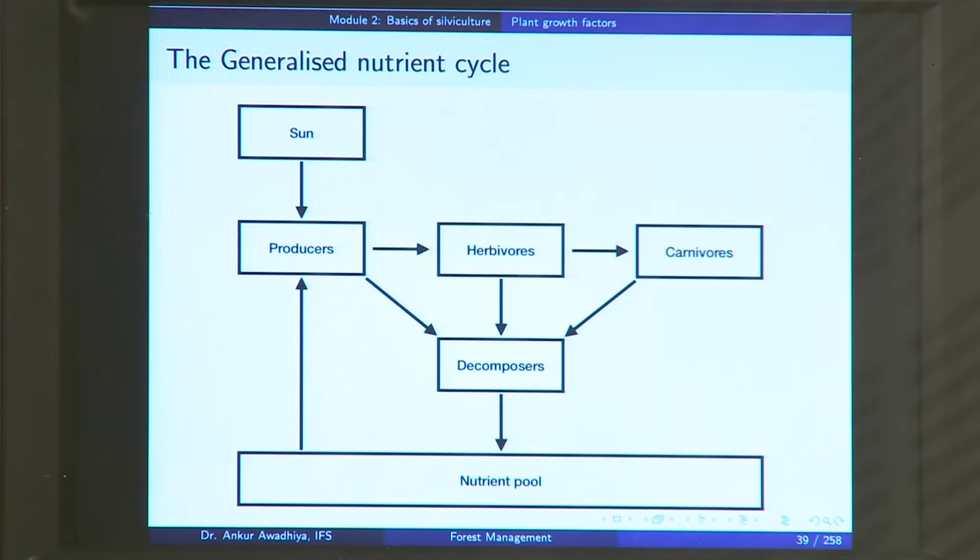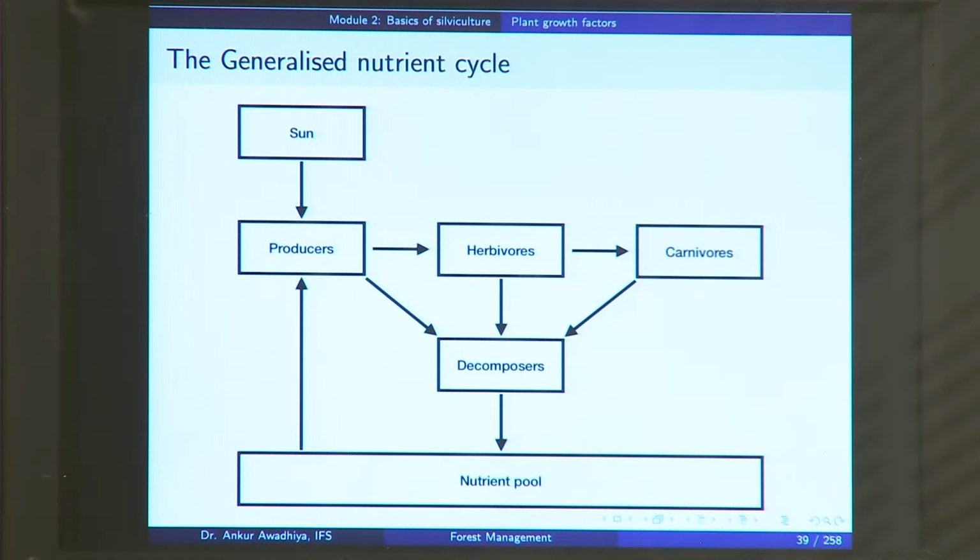Now, at the same time, there could be some plants that are also dying off, probably because of old age, or there are some portions of the plants such as dead leaves or dead twigs that are falling down, and these dead plants and their parts are also eaten up by the decomposers.